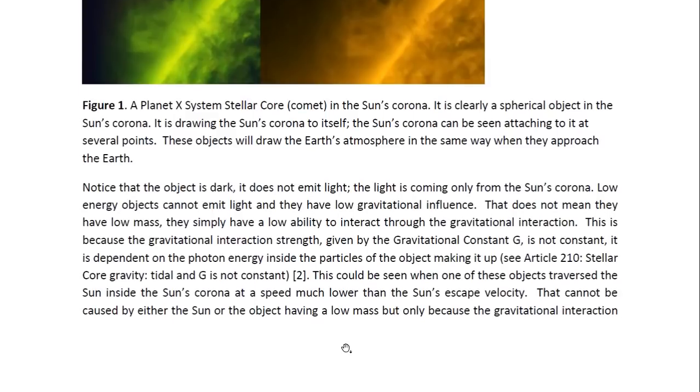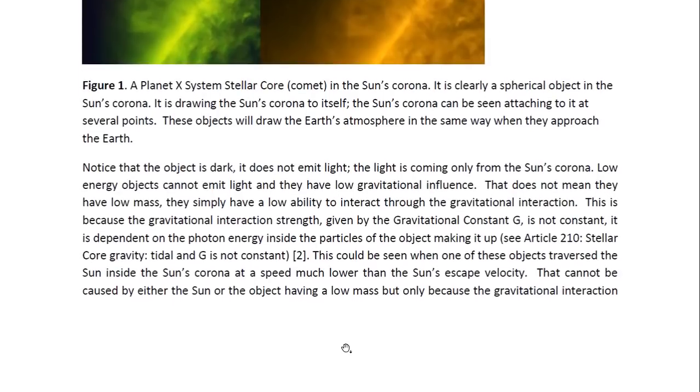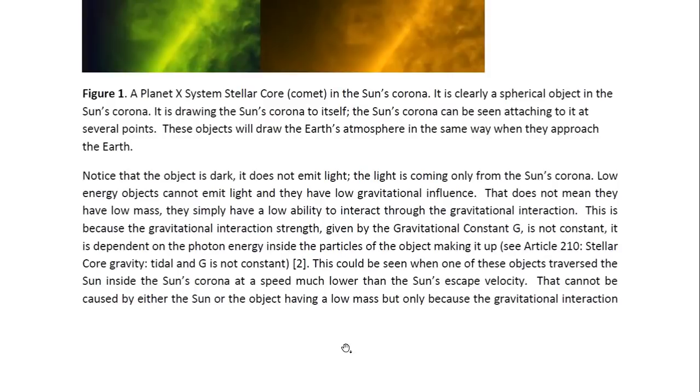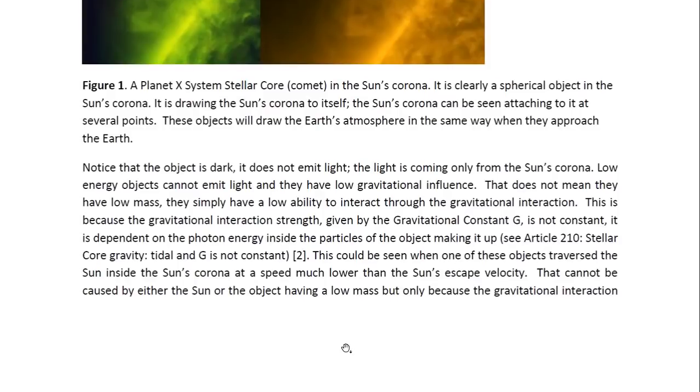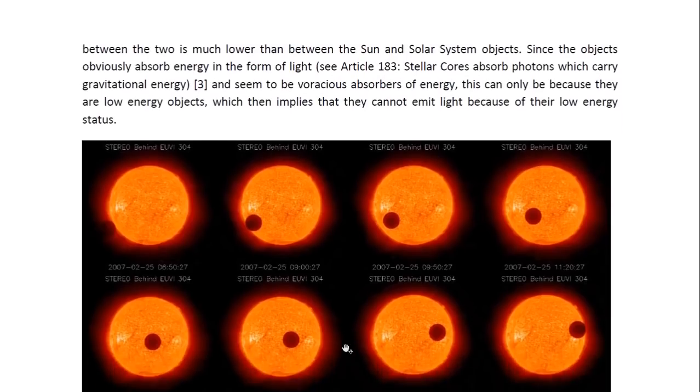And this could be seen when one of these objects traverses the sun inside the sun's corona at a speed much lower than the sun's escape velocity. Now that cannot be caused by either the sun or the object having a low mass, but only because the gravitational interaction between the two is much lower than between the sun and solar system objects.